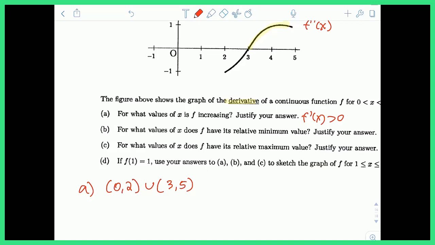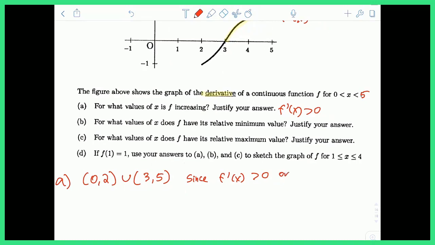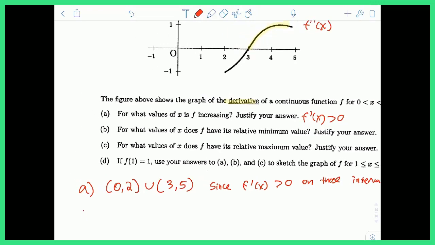And the reasoning, the logic, the justification is that since f prime of x is greater than 0 on those intervals. Okay, so when f prime of x is greater than 0, I know I have an increasing original function.